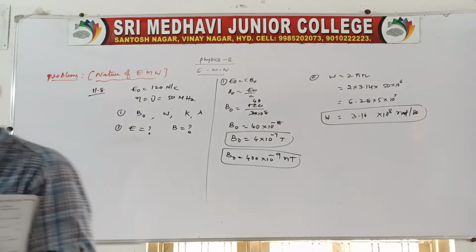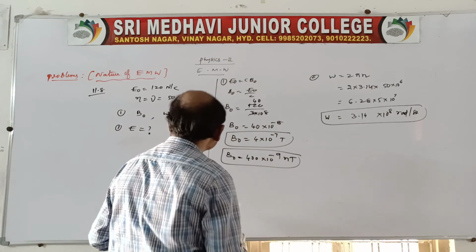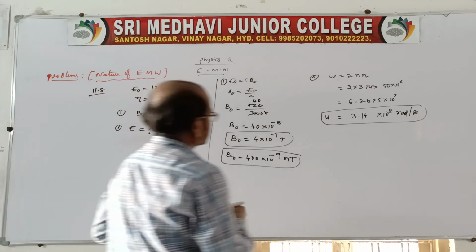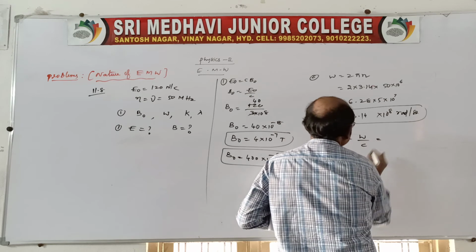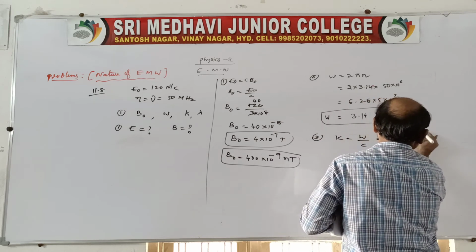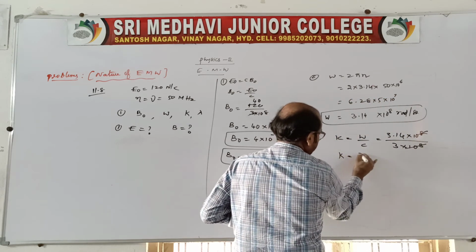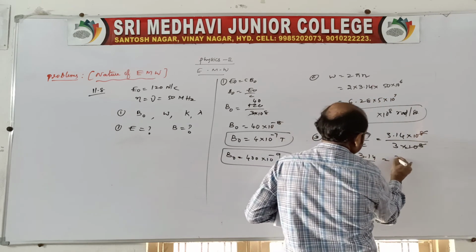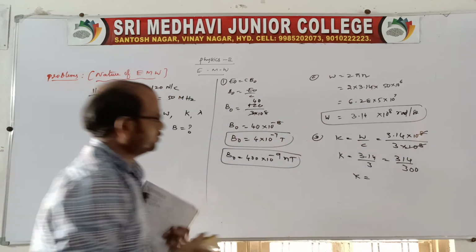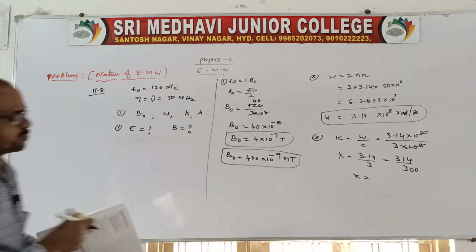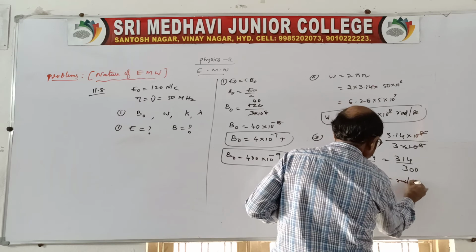Clear? So omega is completed, as well as B naught. Then it is asking us to find k. Go for the third one. k is nothing but omega by c. So omega is 3.14 into 10 power 8 divided by 3 into 10 power 8, the velocity of light. This cancels, so k is equal to 3.14 by 3, that is 314 by 300. Simplifying, we get the k value approximately 1.05 radian per meter.